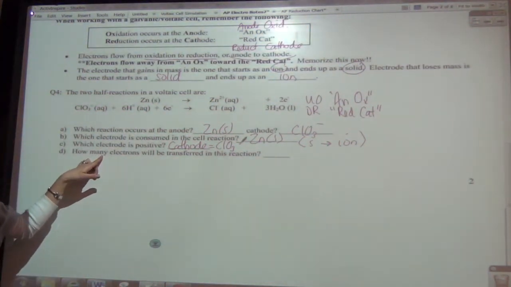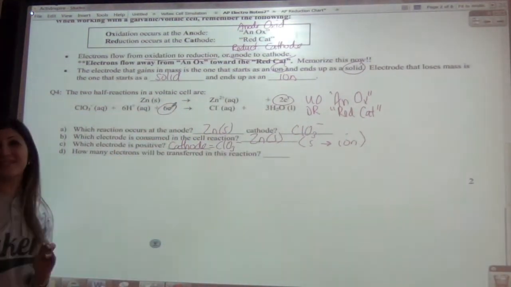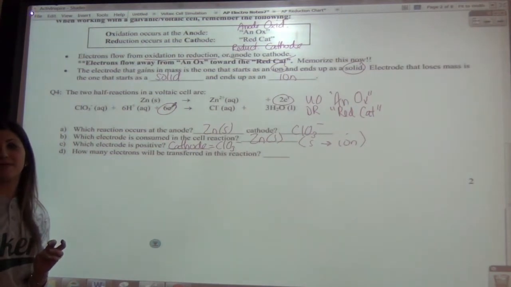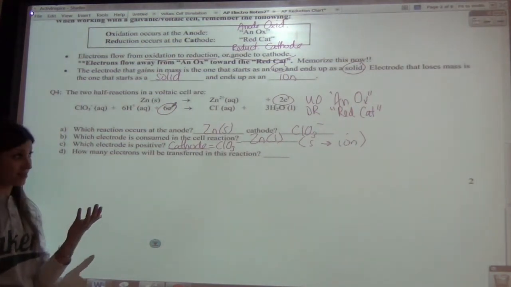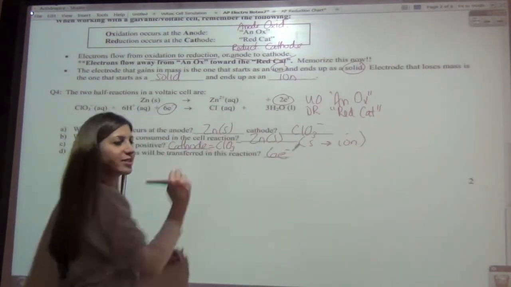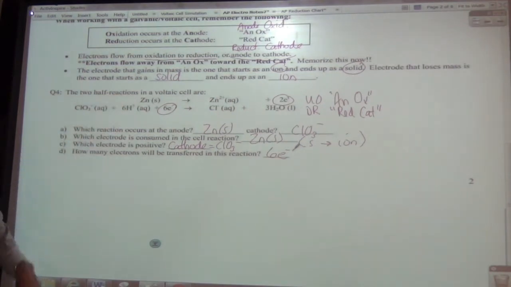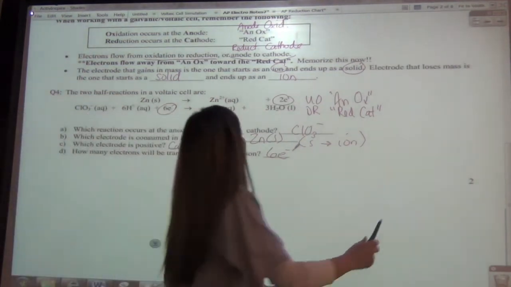How many electrons are transferred? Well, this one says 2, and this one says 6. What's your least common multiple between them? 6, because you can do 2 times 3 and then just have 6 times 1. So 6 would be your number of electrons transferred. You can just multiply the top one by 3. All right.